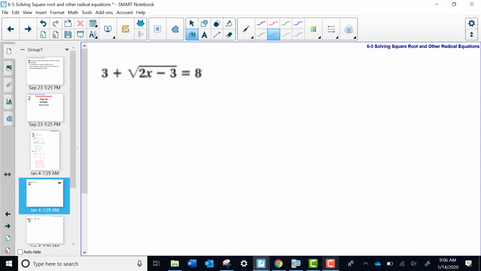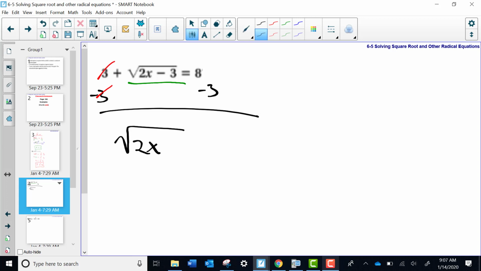All right. So the first thing we need to do is isolate the term that contains the radical expression. So the square root of 2x minus 3, that's the term with the radical symbol. We need to isolate that term. We'll isolate the term by doing what? Brenna? Subtract 3 from both sides. Minus 3 from here. Minus 3 from there. We have radical 2x minus 3 equals 5.